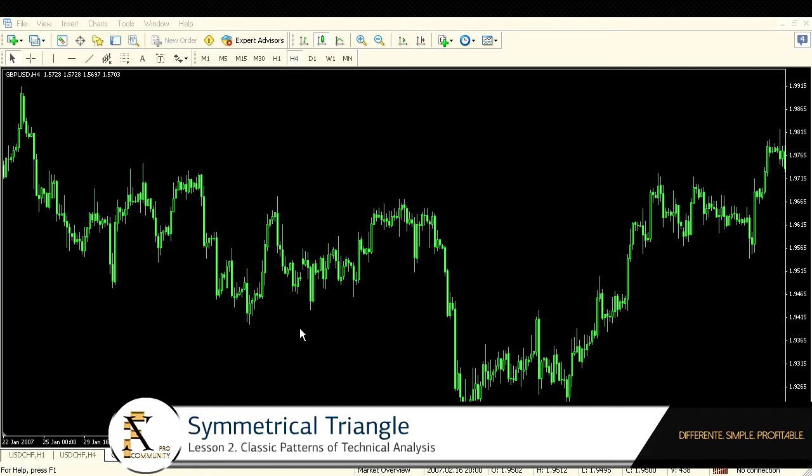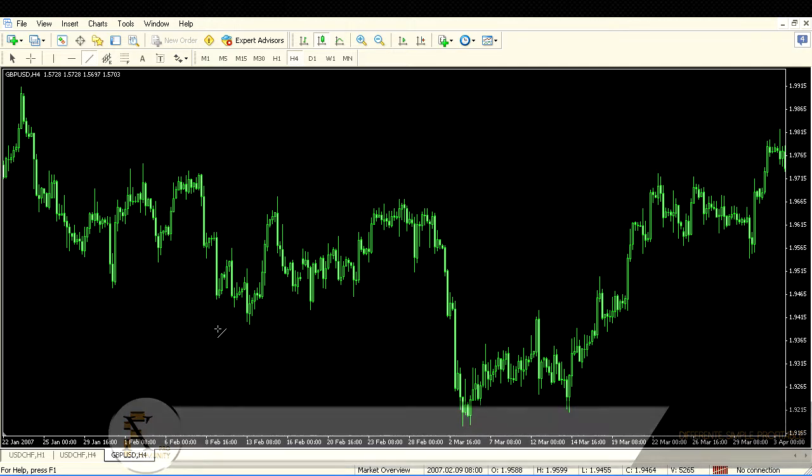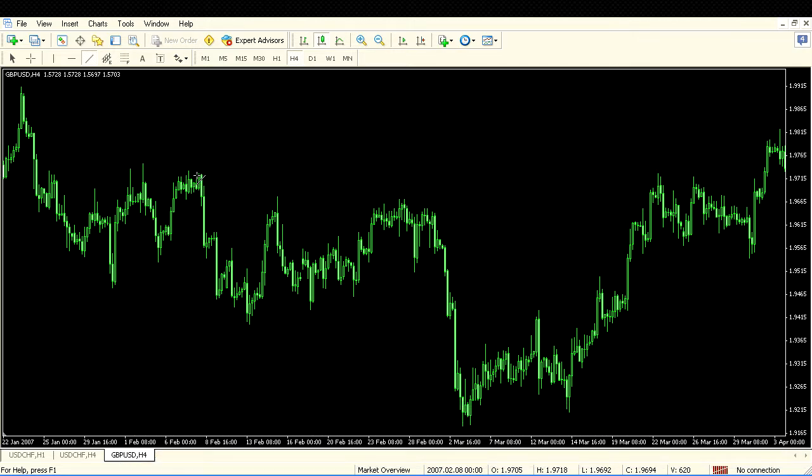Lesson 2. Classic Patterns of Technical Analysis. The Symmetrical Triangle. Let's take the pound versus dollar currency pair on the 4 hours chart. The symmetrical triangle is formed given a descending resistance and an ascending support.